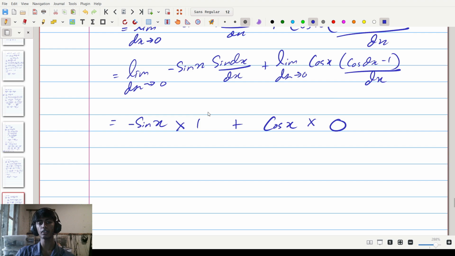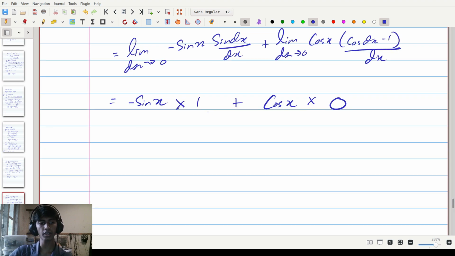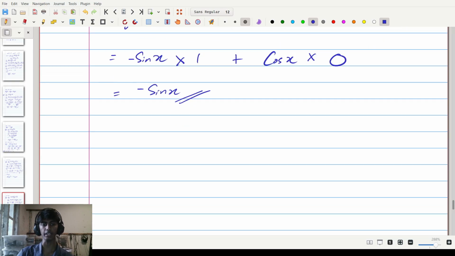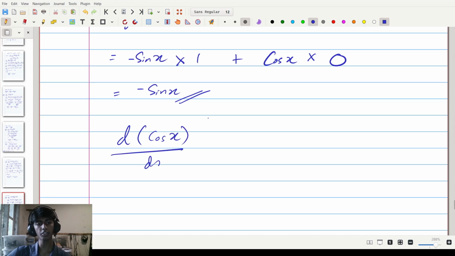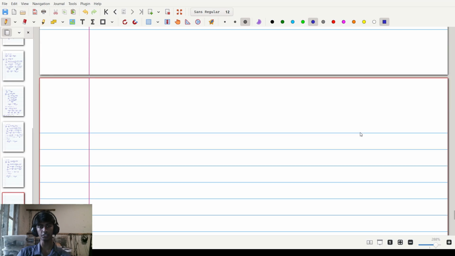So now then, cancelling out that 0 part here, what we have is negative sine x times 1, which is negative sine x, plus cosine x times 0, which is 0. So therefore our answer is negative sine x. Therefore what we have is that the derivative of cosine x with respect to x is equal to negative sine of x, hence proven. Now let's try this for another trigonometric function, tan of x.